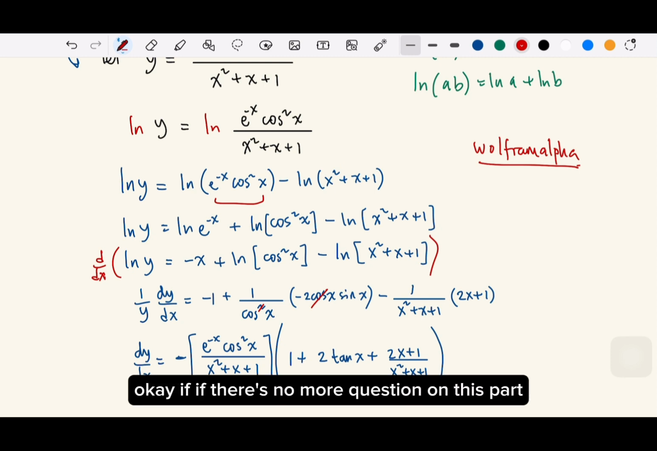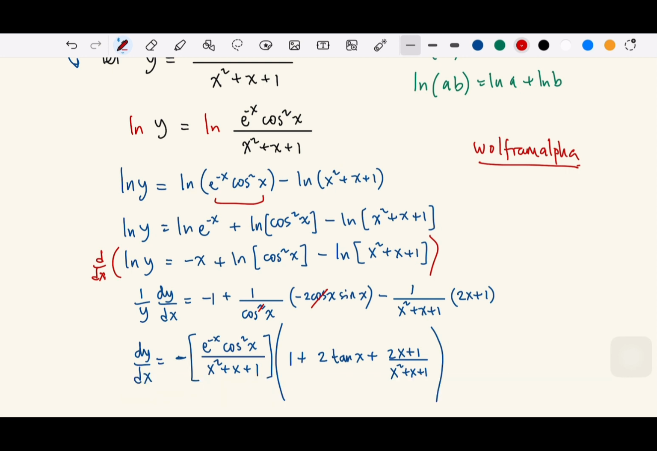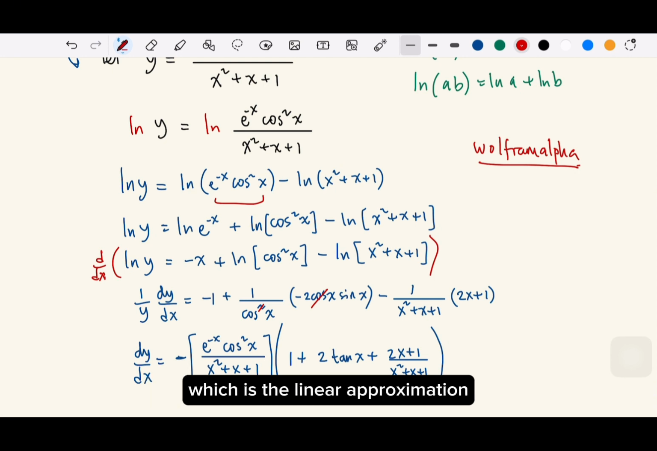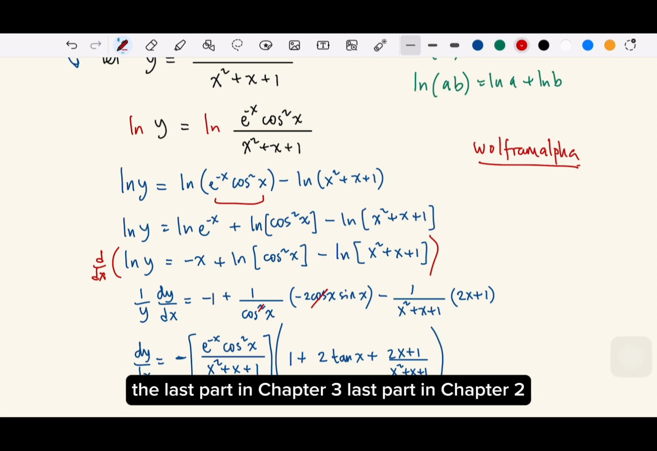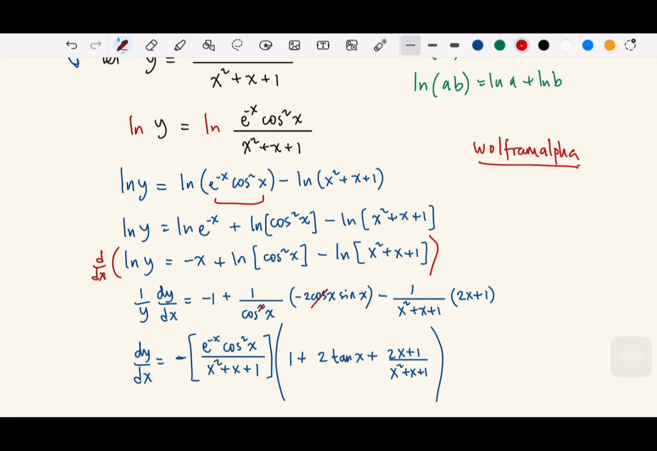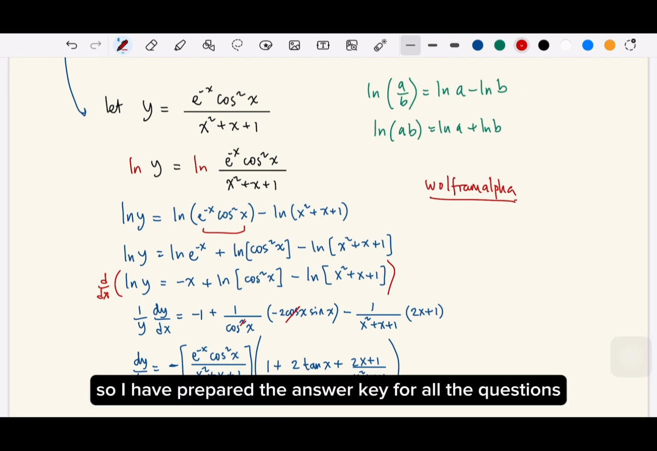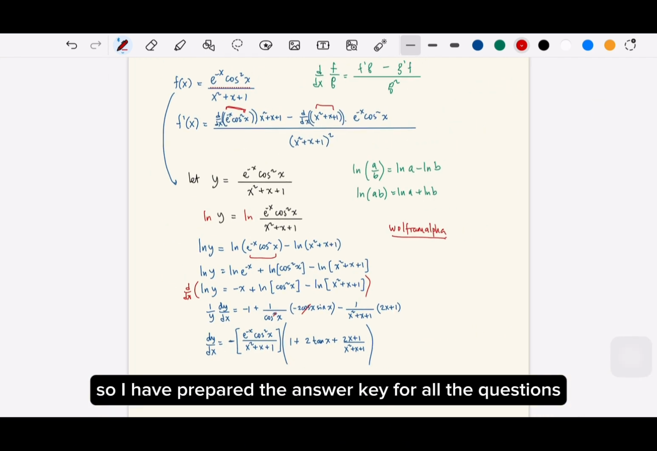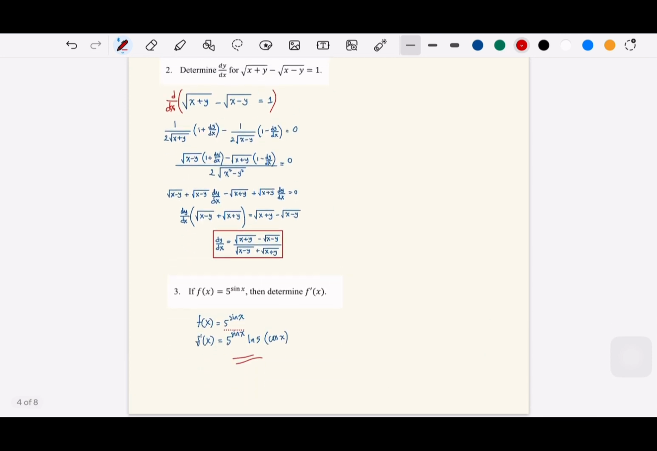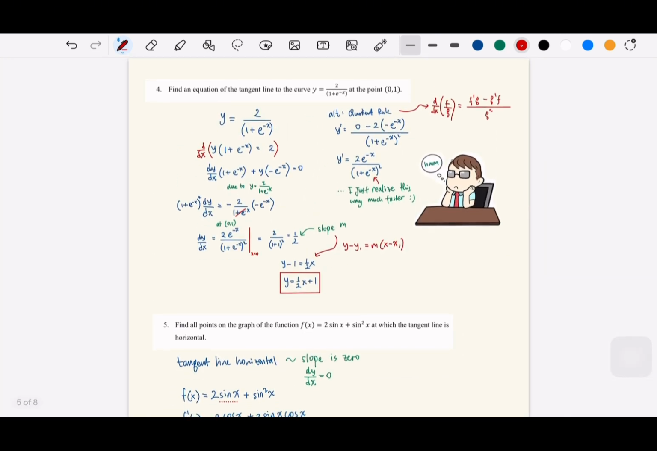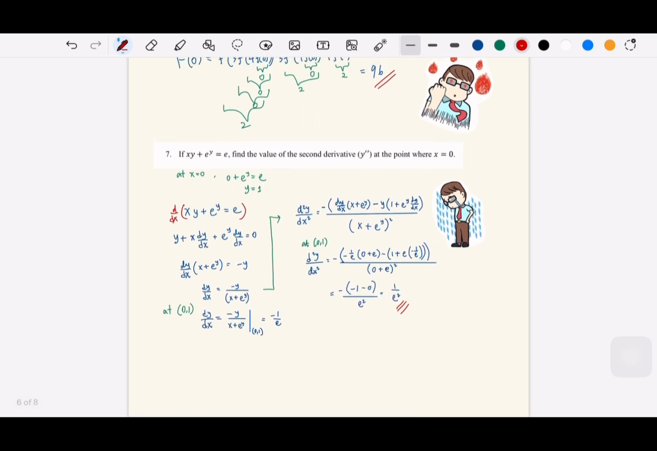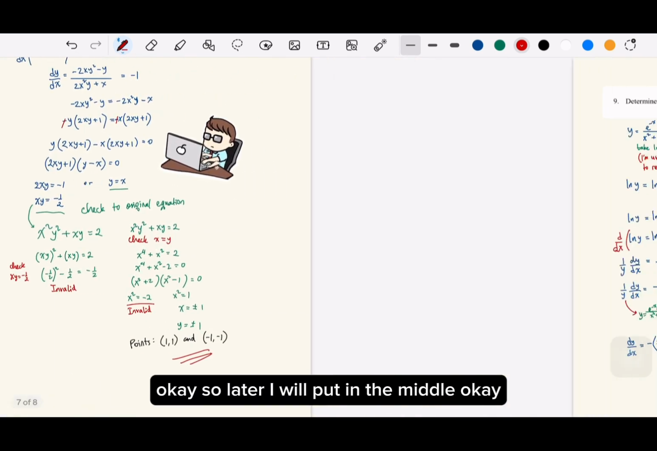If there are no more questions on this part, then we are going to continue with the last one, the related rates. Just a few more examples, and then we can move to the next section, which is the linear approximation. The last part in chapter 3. I have prepared the answer key for all the questions like this. Later I will put it in the Moodle, okay?